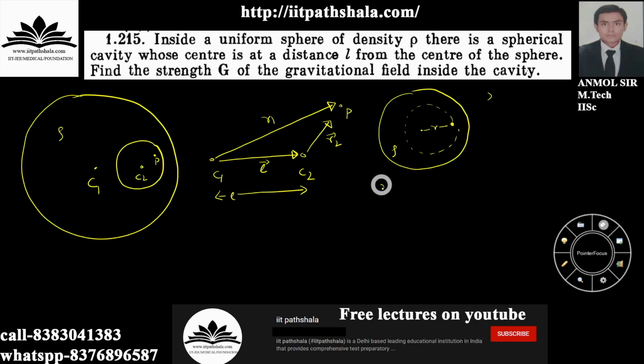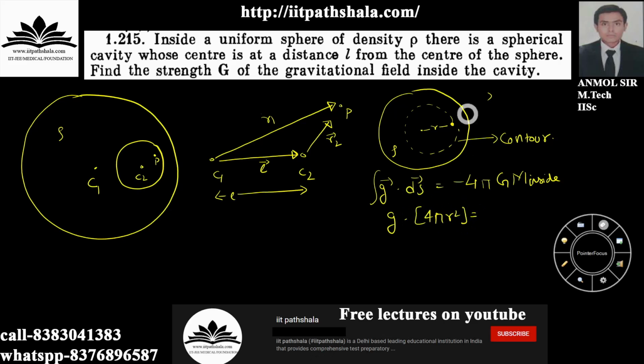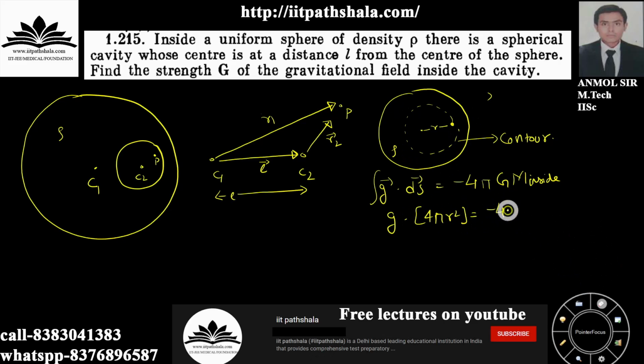So you can apply the Gauss concept, which says the integral of g dot ds must be equal to minus 4 pi G times the mass inside the contour which we are considering. This is the dotted contour. So g into 4 pi r squared, the surface area of this contour, equals minus 4 pi G times the mass inside, which is the density multiplied by the volume of the contour. So you will have g equal to minus 4 pi by 3 G rho r.